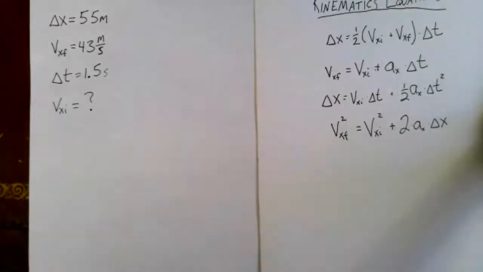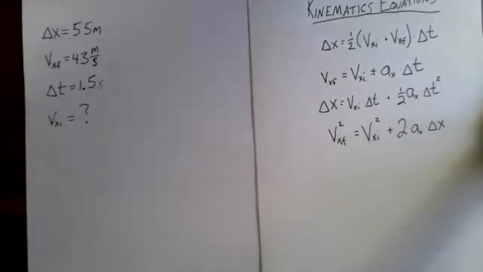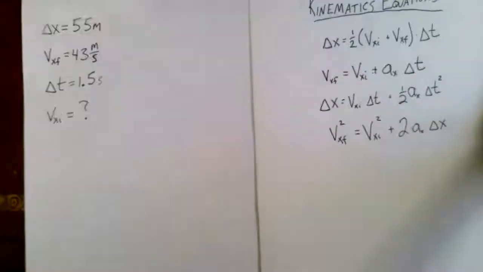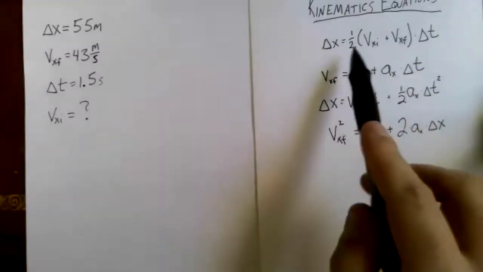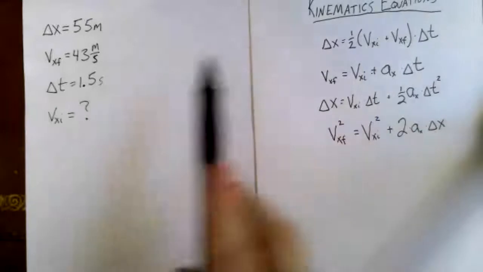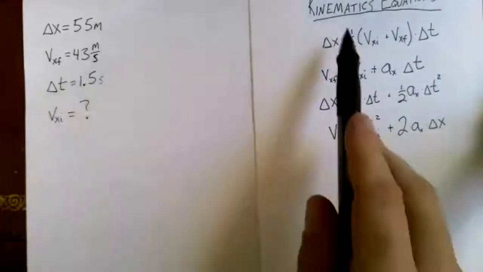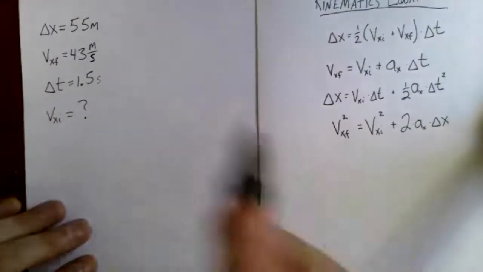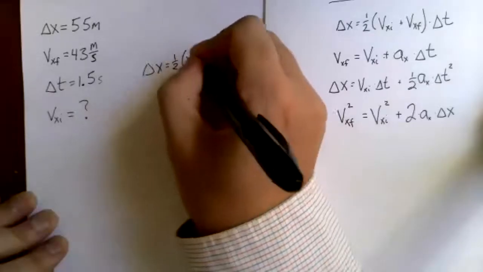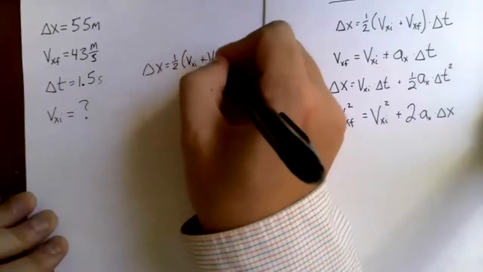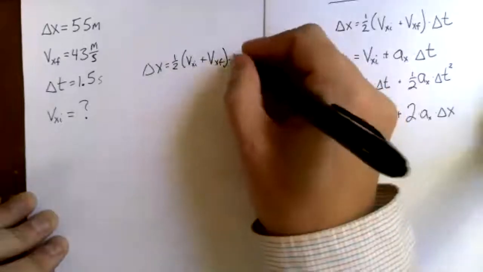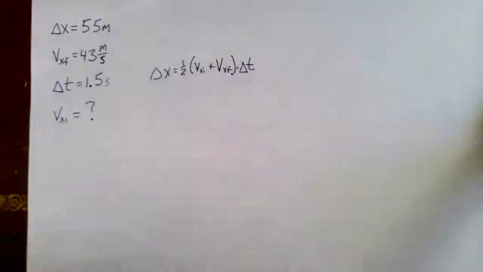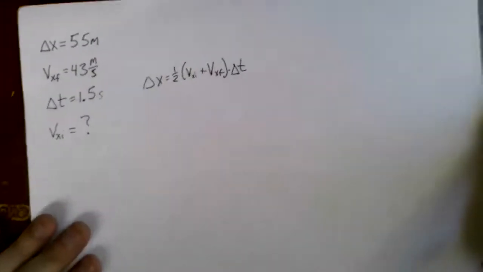So step 3 now is to pick the right equation to use. Which of our kinematics equations has these 4 symbols in it? The first one, right? Yeah, the first one's got Vxi, Vxf, delta t, and delta x. Okay, so we'll choose the first equation. Delta x equals 1/2 initial plus final times our time. All right. So we've got step 3 done.